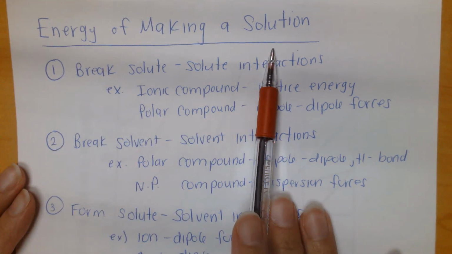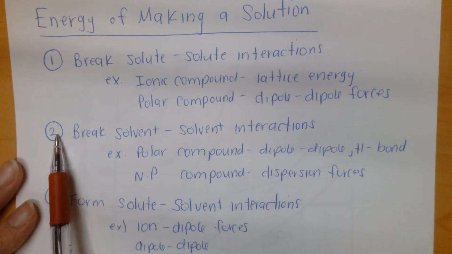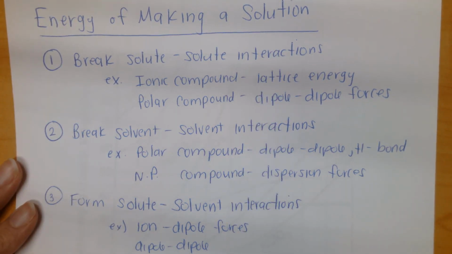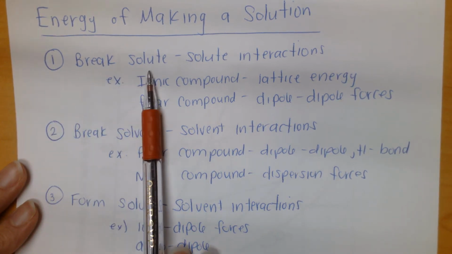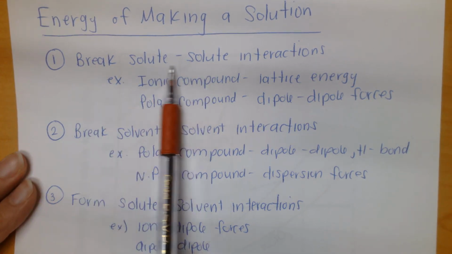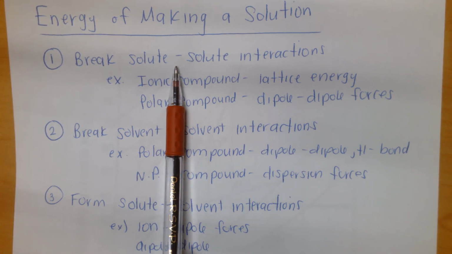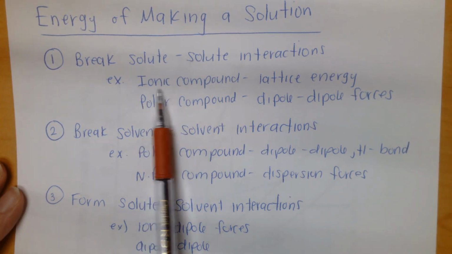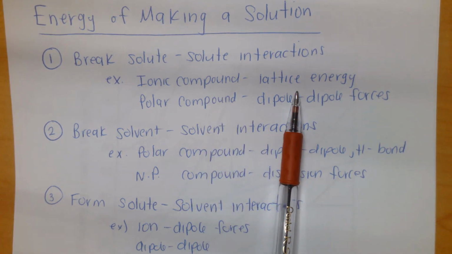So first, let's look at the energy of creating a solution. We essentially have three different things that happen when we make a solution. The first thing is we have our solute, so you can think of it as salt, for example. The first thing we have to do is break those interactions that are holding the solute particles together. For an ionic compound, that would be like the lattice energy, so we'd have to break apart those sodium and chloride ions.